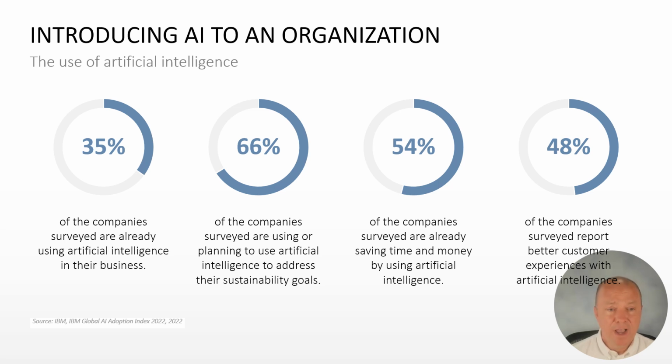So again, referencing IBM's study, we see that 35% of the companies they surveyed were already using artificial intelligence in their business in 2022. In fact, chances are there is a lot more artificial intelligence in use at your organization than you realize. 66% of the companies surveyed are either using or planning to use artificial intelligence to address their own sustainability goals. 54% of the companies surveyed are already saving time and money by using artificial intelligence, and 48% of the companies surveyed report better customer experience through artificial intelligence.